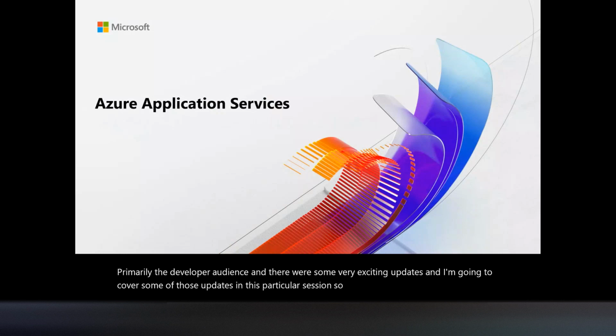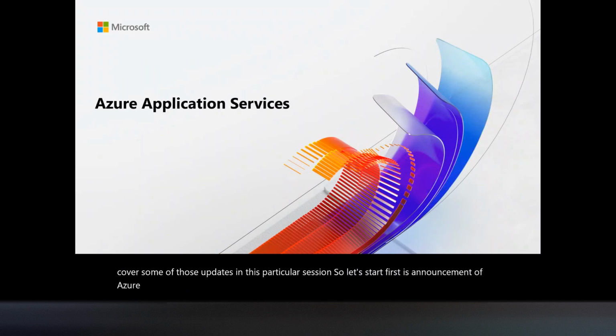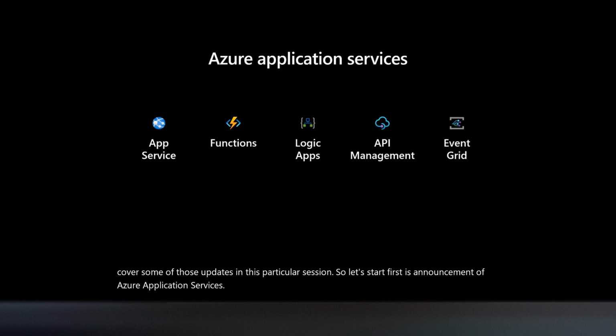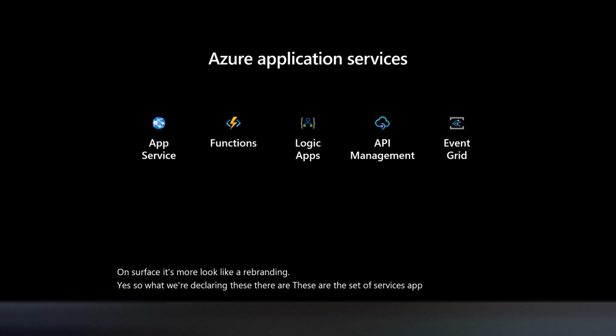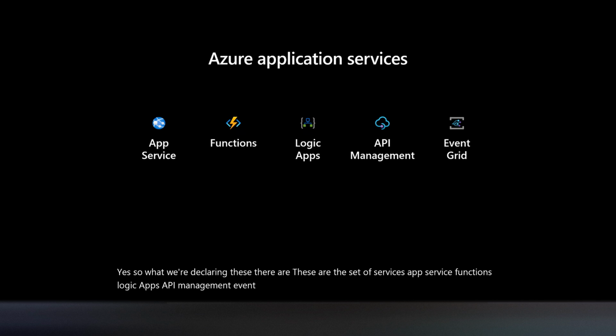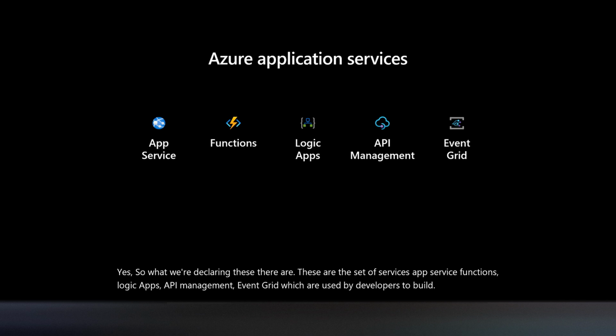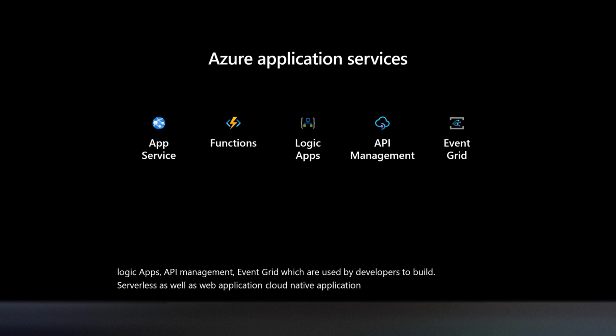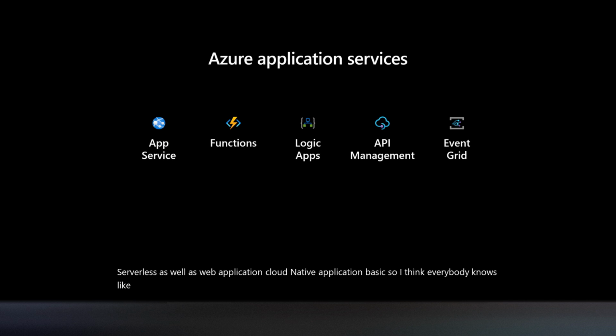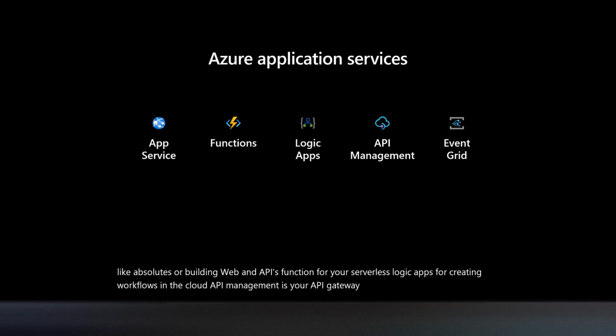So let's start. First is the announcement of Azure Application Services. On the surface, it looks more like a rebranding. What we're declaring is a set of services: App Service, Functions, Logic Apps, API Management, and Event Grid, which are used by developers to build serverless as well as web applications and cloud native applications. I think everybody knows App Service is for building web apps and APIs, Functions is for your serverless, Logic Apps is for creating workflows in the cloud, API Management is your API gateway, and finally, Event Grid is your event broker.